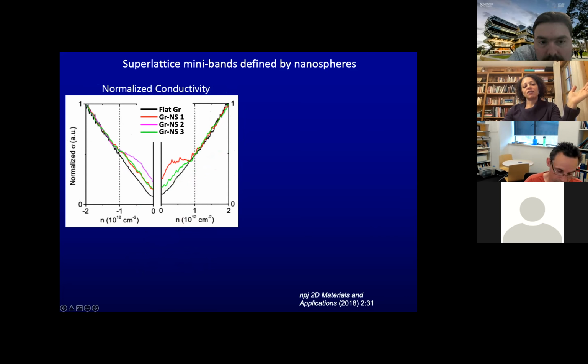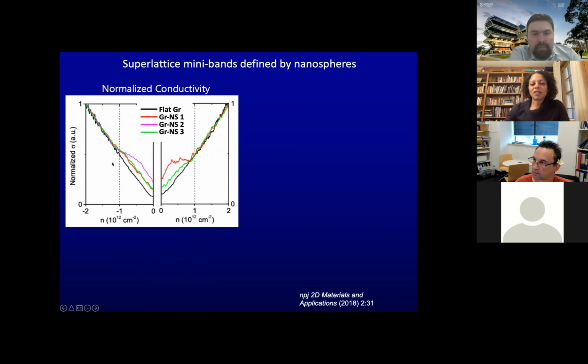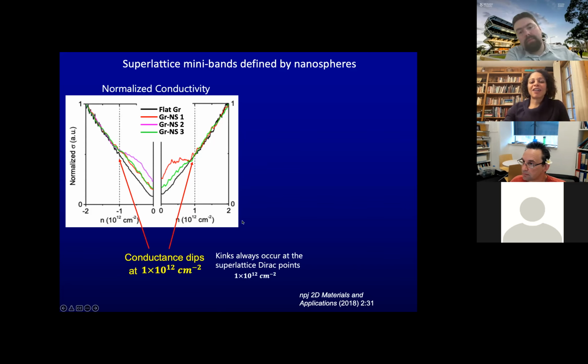For the flat graphene, it's still very, very straight, as you might expect. Okay, we've just linearized it, normalized the conductivity. But for the graphene on nanospheres, you can see that you get these very strong deviations that all happen at 10⁻². Okay, so we've not done anything except just normalized each of them, and you can see that they all are the same out here, and then you get these features, these deviations that appear at 10⁻². Of course, 10⁻² is where we'd expect to see superlattice Dirac points, and these kinks always occur at 10⁻². And so this is consistent with having a superlattice due to strain in these nanosphere devices.